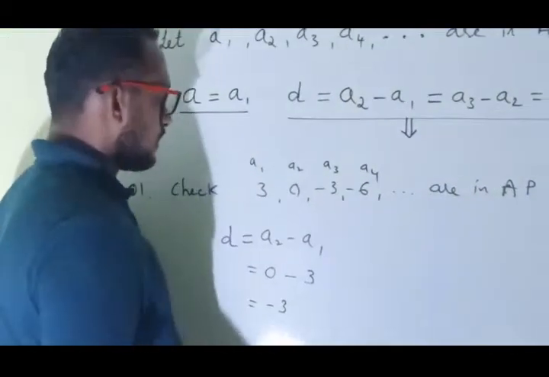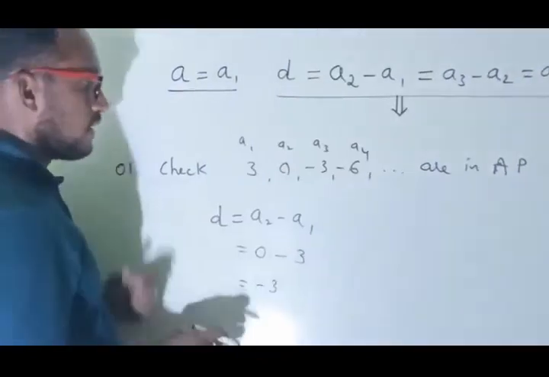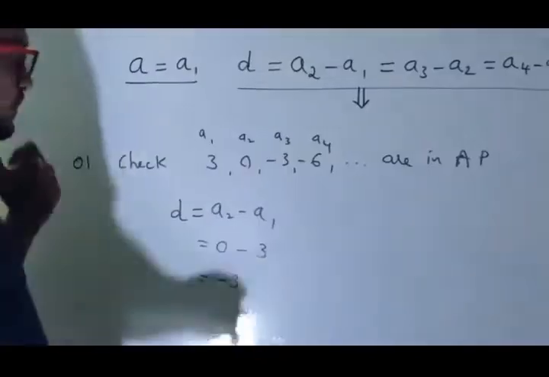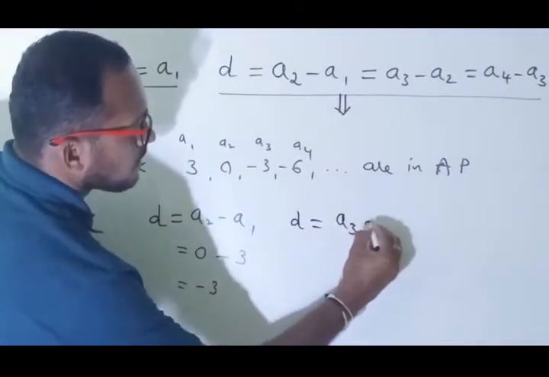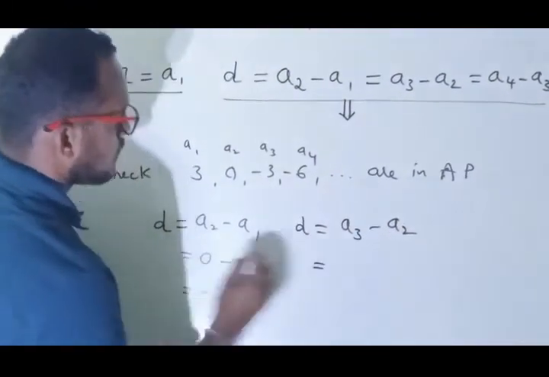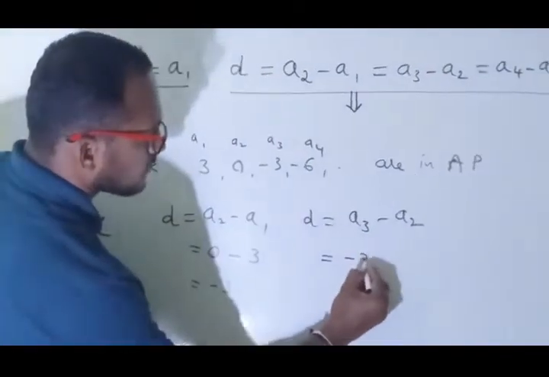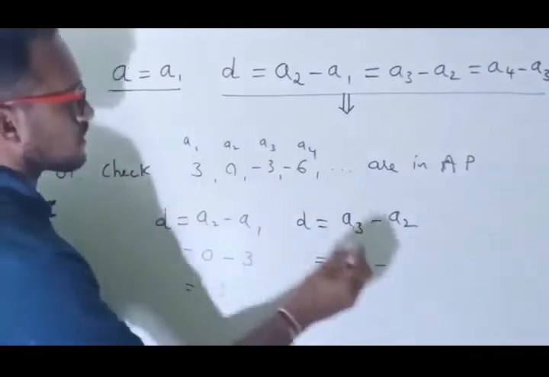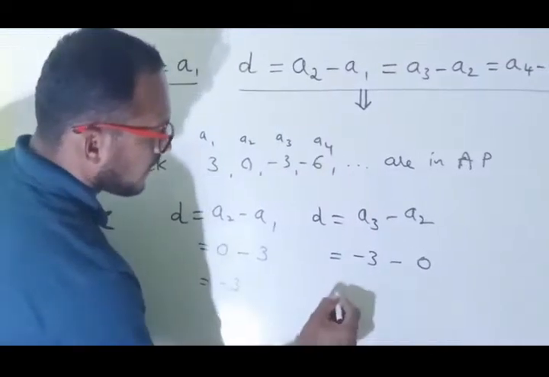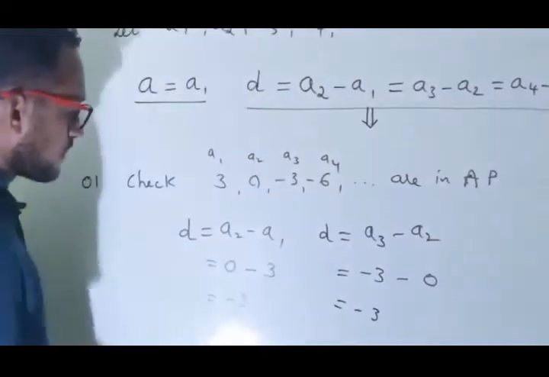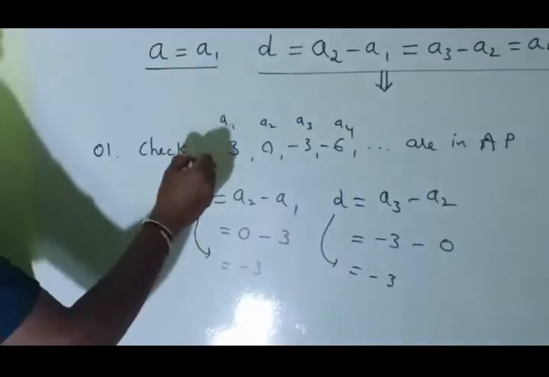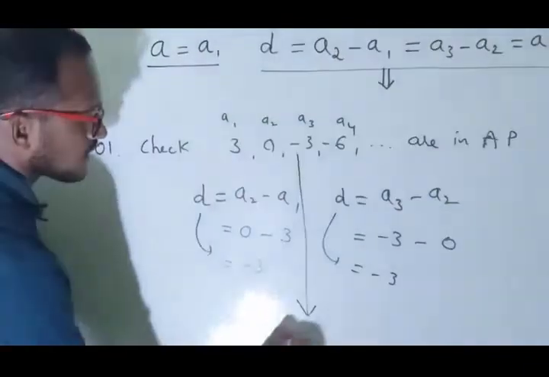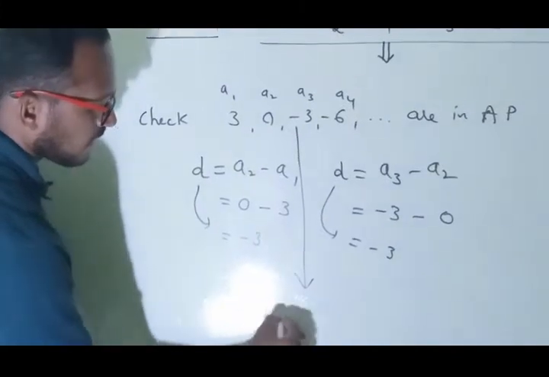Let me find another common difference by taking another term and its preceding term. So D is equal to A3 minus A2. That is, here A3 is minus 3 minus A2 is 0. When we subtract 0 from minus 3, the minus 3 is going to remain. Since the common difference in both the cases is same, therefore the given sequence is an AP.